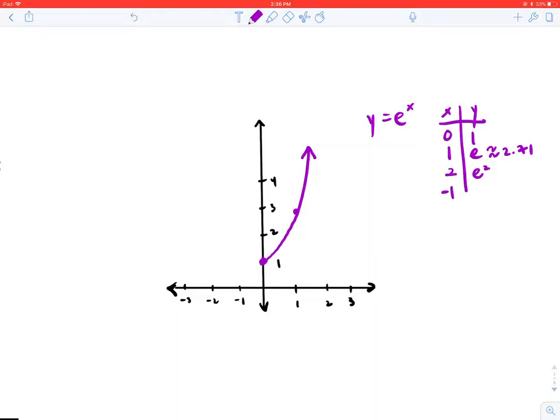And then if we were to substitute a negative 1 in for x, that would be 1 over e to the first. Okay, so 1 over 2.71. So the values are going to get smaller and smaller and smaller and approach 0 as x approaches negative infinity.